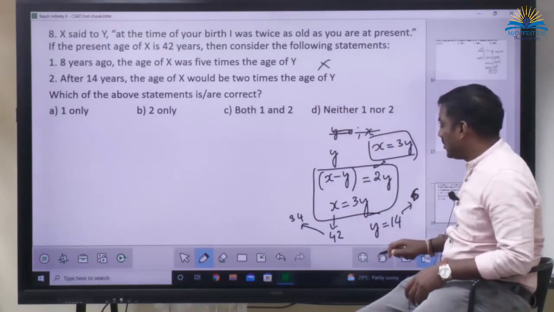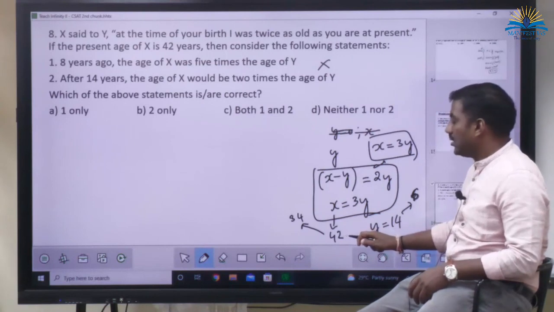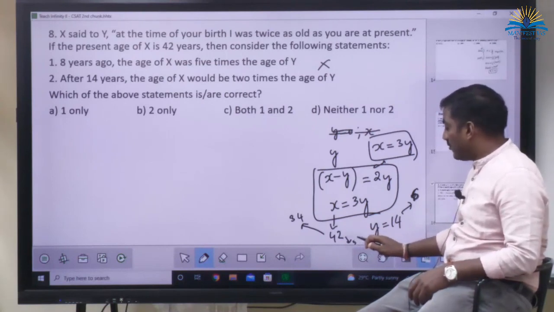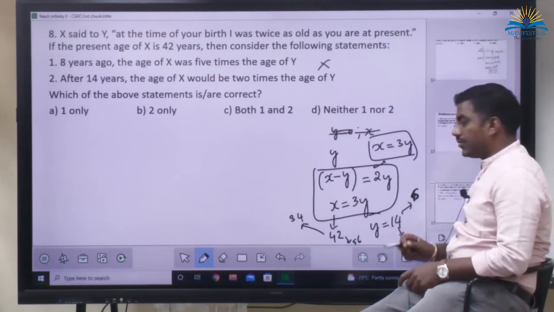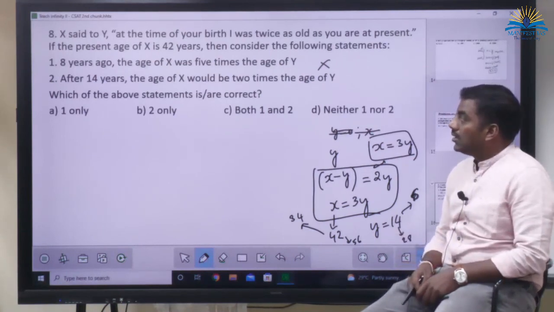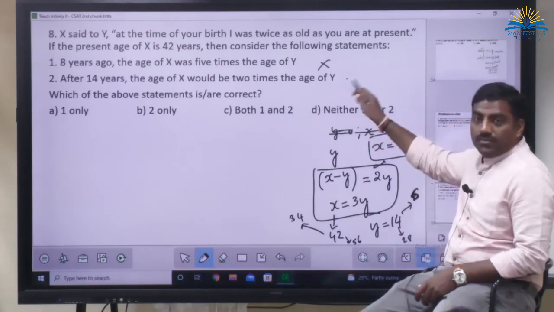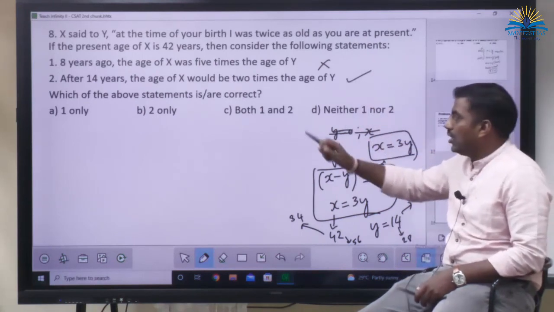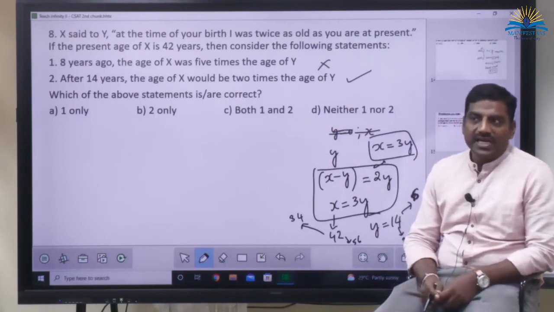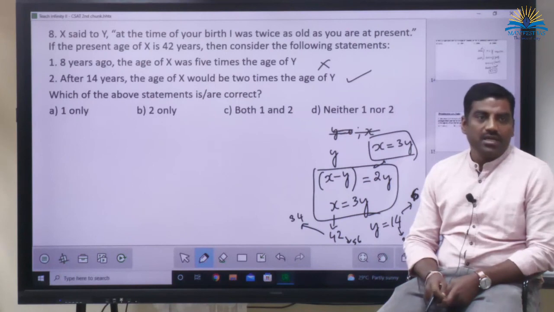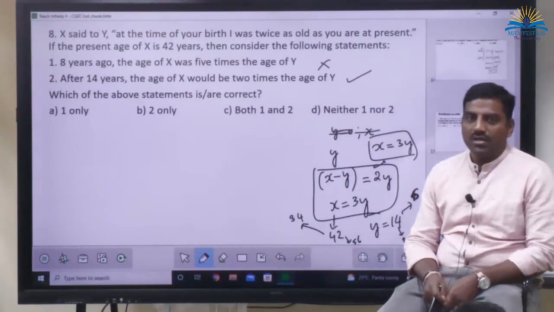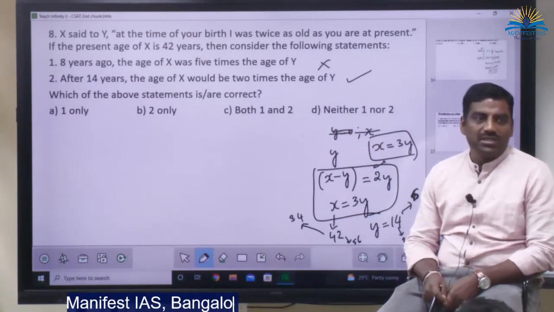After 14 years, what will be the age of X? 56. What will be the age of Y? 28. The age of X would be 2 times that of Y. So option B only is the answer. Here it's all about making the equations and learning from it. Every alternative here gives one question, that is why I have picked up these questions.